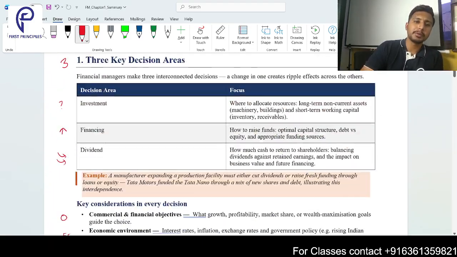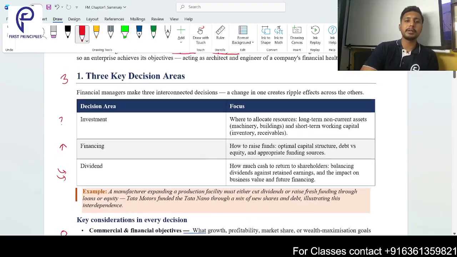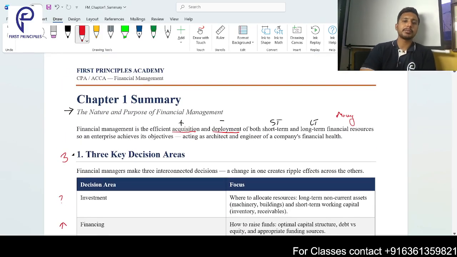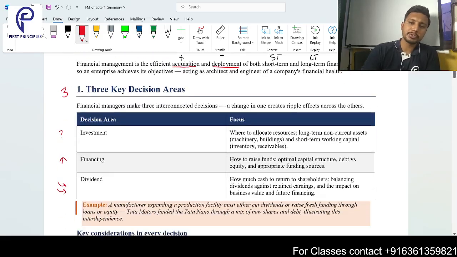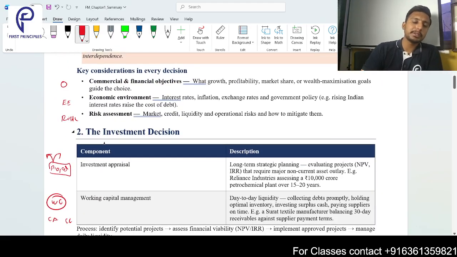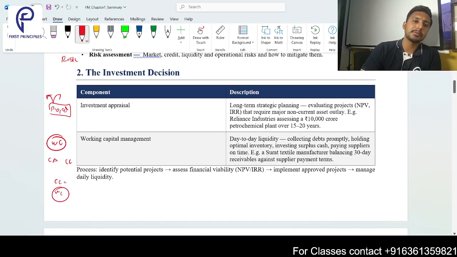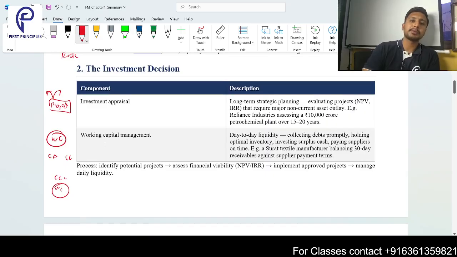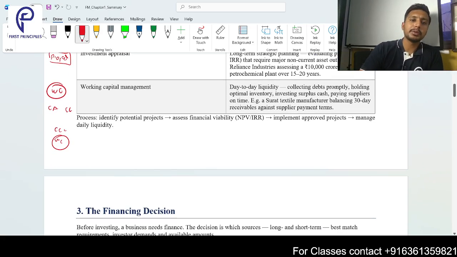So two things about investment decision. First we understood that there are three key decisions that a manager takes: investing, financing, and dividend. Financial management is the acquisition and deployment of both short-term and long-term resources. Key considerations you have to keep in mind before making any decision are the commercial objectives, the economic environment, and the risk assessment. Along with that, the investment decision: first you look into investment appraisal, which is long-term strategic planning. Here you assess a project before investing in it, whether it's good for your company or not. Then you have working capital management.